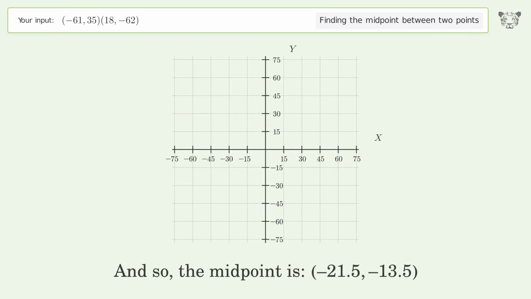And so, the midpoint is negative 21.5, negative 13.5.